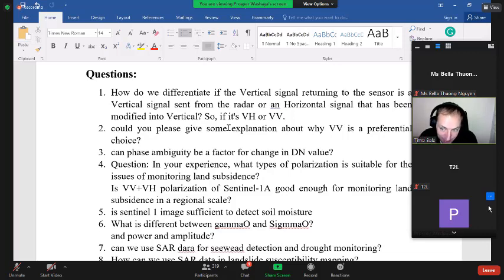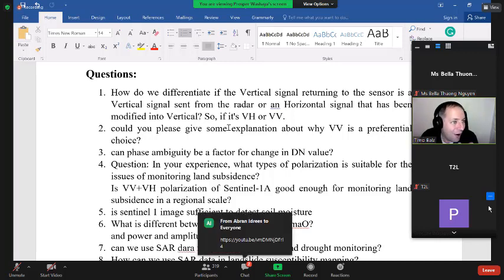Could you please give some explanation about why VV is a preferential choice? I cannot, because I never said that it is a preferential choice. If there would be only one preferential polarization, we wouldn't do all of them.